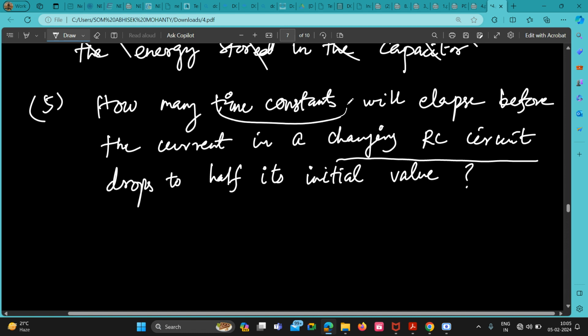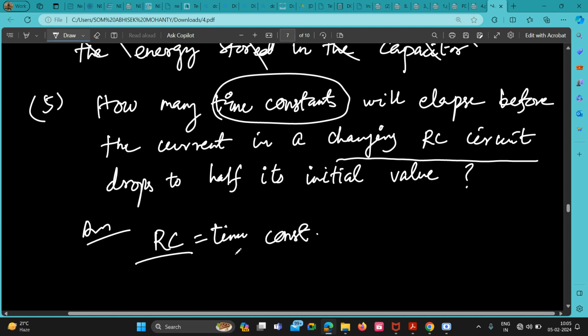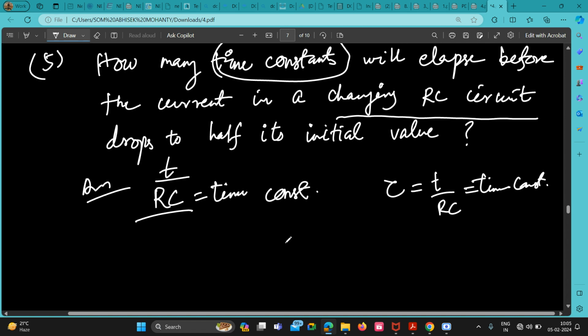Time constant. How many time constants? Time constant means what? Time constant is RC. Sorry, time constant is T by RC. Tau is T by RC. This is your time constant. So what is the value of tau? What is the value of T by RC before the current in a charging RC circuit drops to half of its initial value?